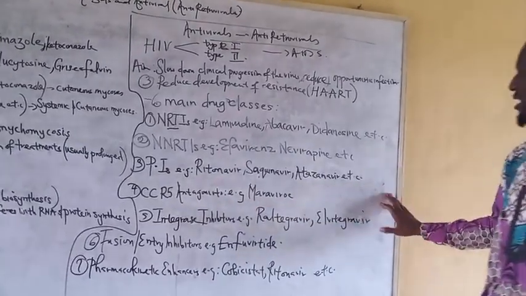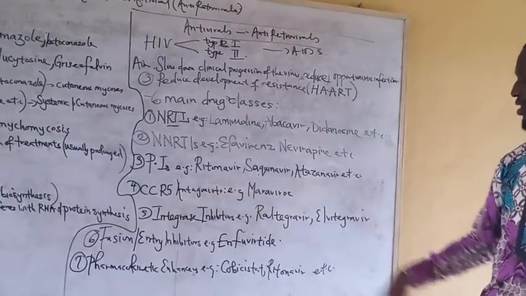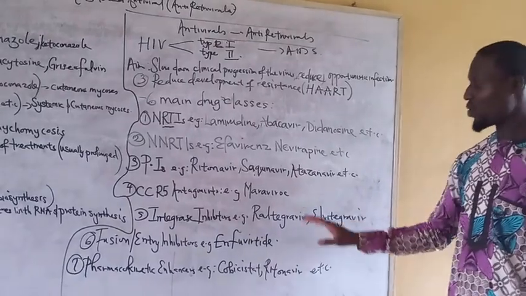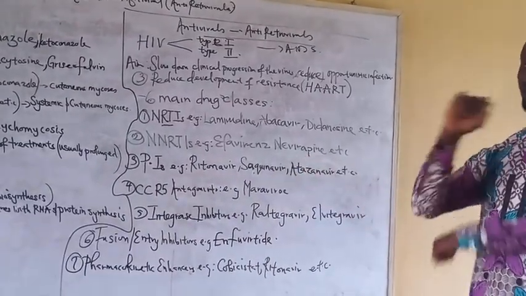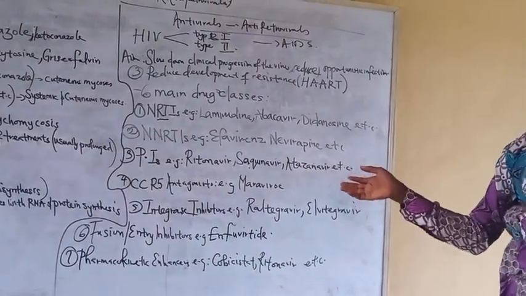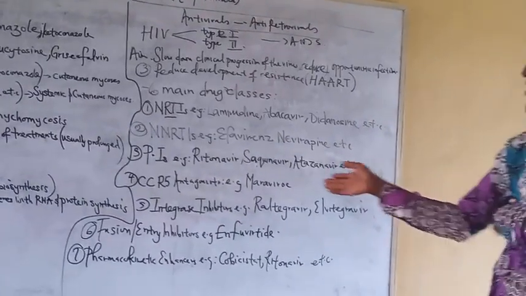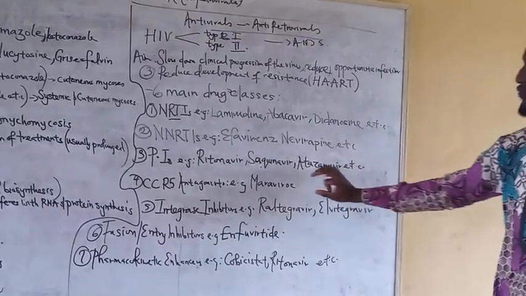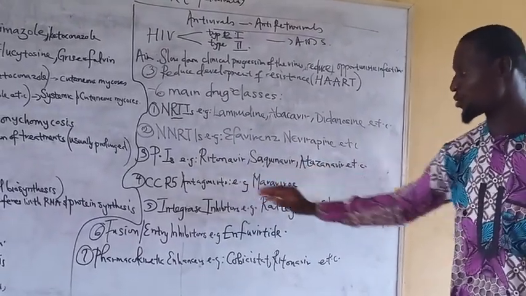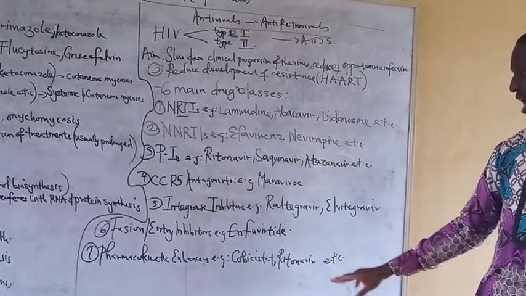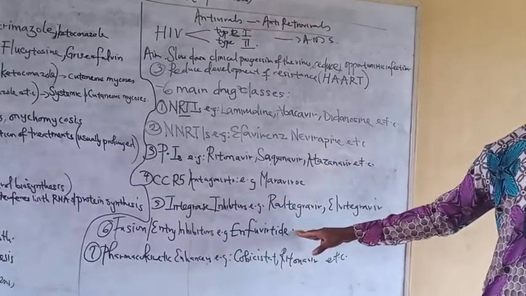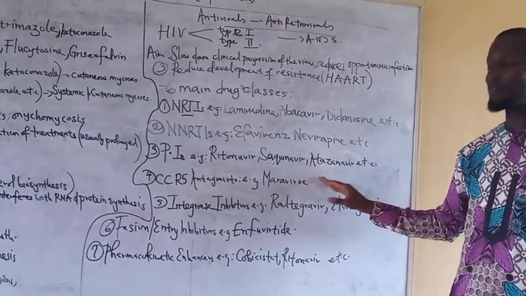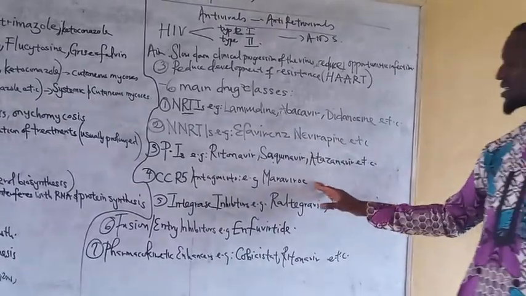Now there is a drug class here with a drug called maraviroc, which is a CCR5 antagonist. Maraviroc inhibits the pathway that HIV needs to enter the cell. It's either the CCR5 pathway or the CXCR4 pathway. So maraviroc specifically inhibits this pathway. Some textbooks will class it as an entry or fusion inhibitor, but when it is discussed, it is always discussed as a CCR5 antagonist, and that's why we have it as a CCR5 antagonist.